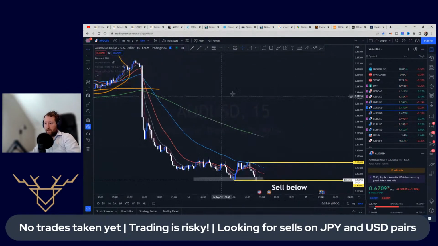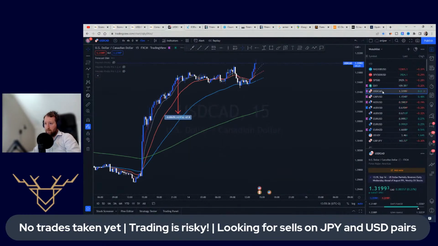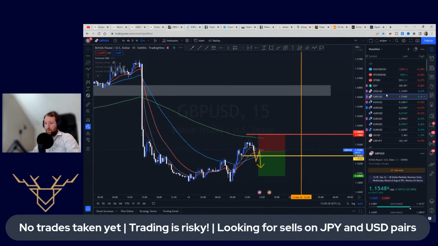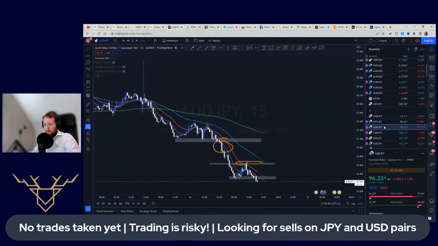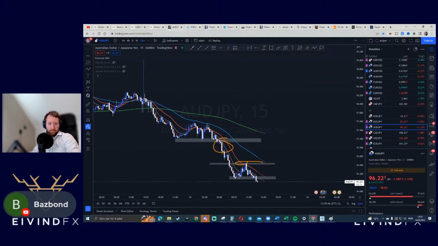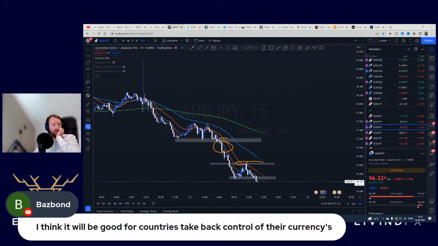Also, dollar is about to break lower. USD CAD is about to break higher. Pound dollar is about to, I don't know, do something. Aussie yen, New Zealand broke lower. I'm going to look for the pullback. I think it will be good for countries to take back control of their currency. Yeah. Ask Japan how that is going.